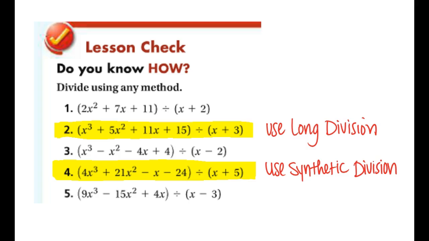For the section 5.4 lesson check, I'd like to do numbers 2 and 4. For number 2, use long division. For number 4, use synthetic division. And if you need extra practice, feel free to do the odd numbers and check your answers with the back of the book for the odd numbers. If you are not 100% confident with this lesson, do not worry. We'll definitely go in depth together when we go over this together tomorrow.